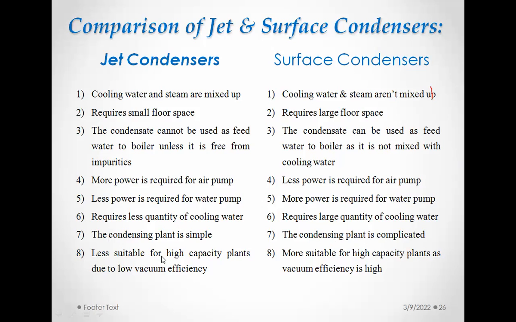Last, less suitable for high capacity plants due to low vacuum efficiency. Low vacuum efficiency means there are high chances of air leakage. More suitable for high capacity plants as vacuum efficiency is high. Means there are less chances for air leakage in the system.